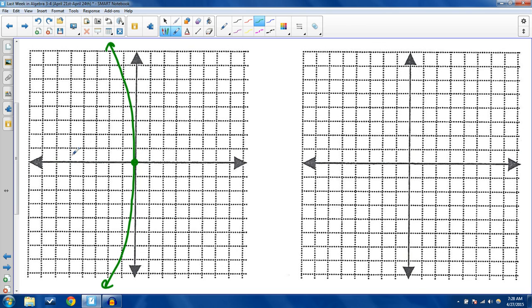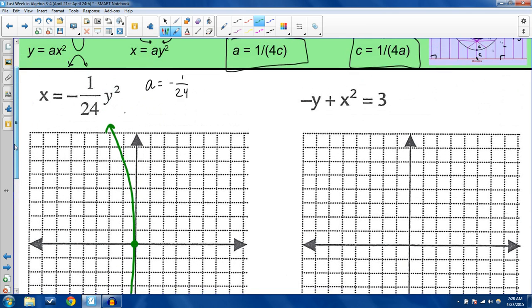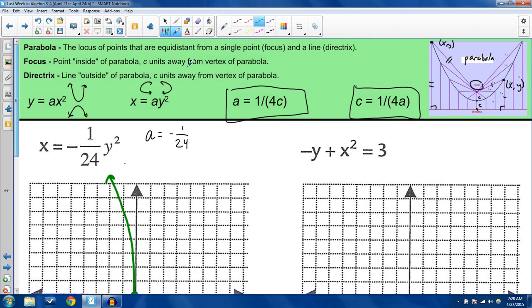the origin there. So what we have to do is find the focus and directrix, and remember, the focus is just that one point that's equidistant from the directrix. The way to find it is figure out what C is. Now to figure out what C is, we have to know what A is, and we do. That's negative 1 over 24. So C is 1 over 4 times negative 1 over 24. Negative 4 over 24 is negative 1 over 6. So C is 1 over negative 1/6, which is negative 6.